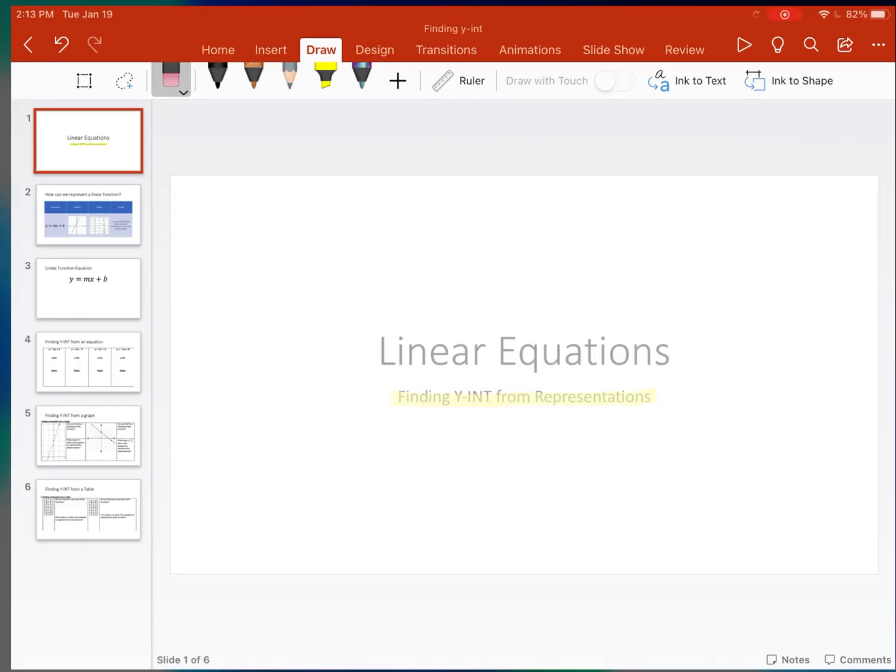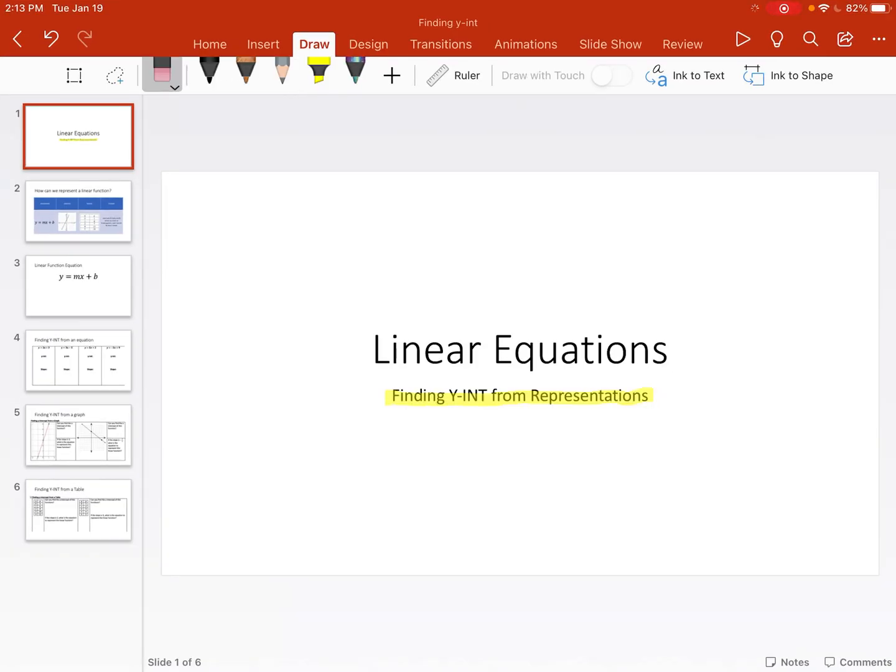All right, hello everybody and welcome to second semester. We're going to be looking at linear equations and finding y-intercept from all representations. So you have this video and then you have a note sheet. We're going to go back and forth for a brief second and then we'll stay on the note sheet.